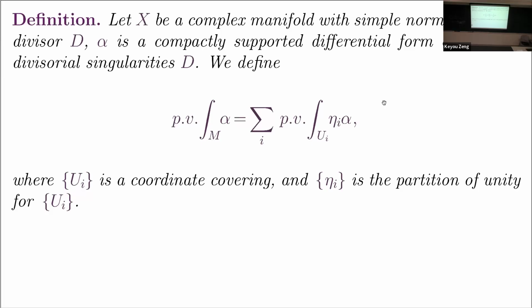So in general, if we have a complex manifold with a simple normal crossing divisor and some compactly supported differential form with divisor singularity, we can use partition of unity to define the Cauchy principal value. Of course, you can prove this definition does not depend on the partition of unity.